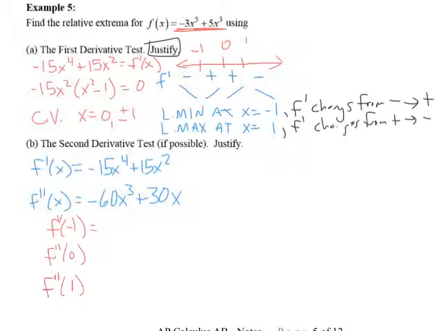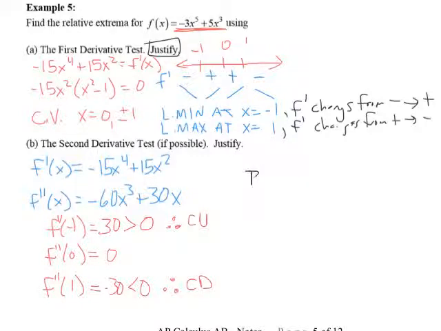If we plug negative 1 into the second derivative, we get an answer of 30, which is greater than 0. Since the second derivative is positive, we're concave up there. If we plug 0 in, we will get 0. So we don't know what's going on. It's neither concave up nor concave down. And finally, we stick 1 into the function, and we get negative 30, which is less than 0. Therefore, we are concave down.